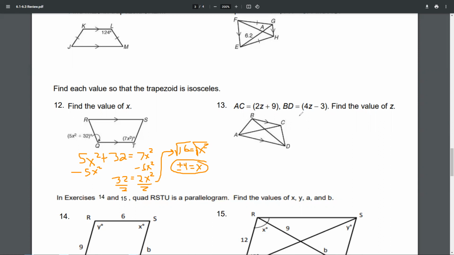13, if this is going to be isosceles, again, the diagonals need to be congruent. So 2z plus 9 would be equal to 4z minus 3. I'm going to minus 2z from both sides.